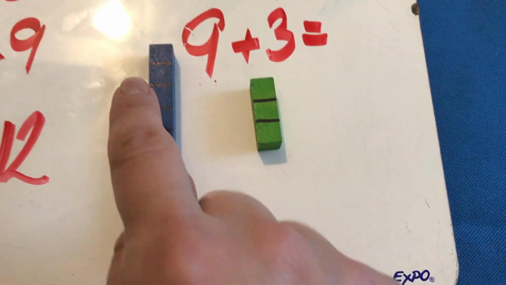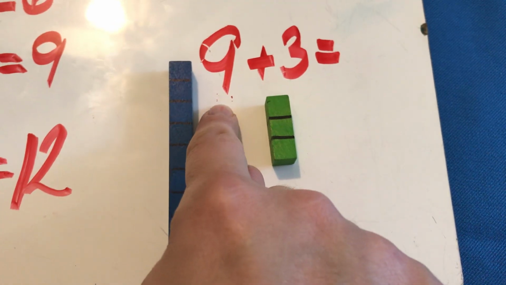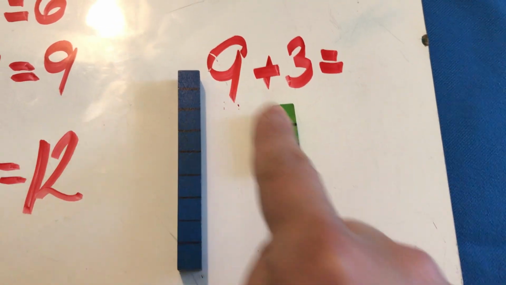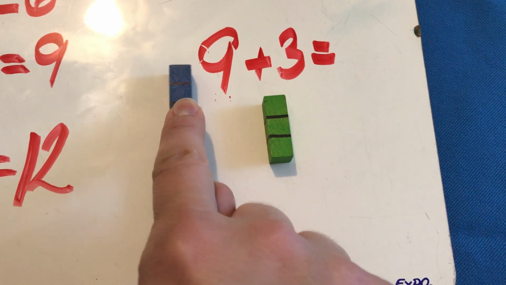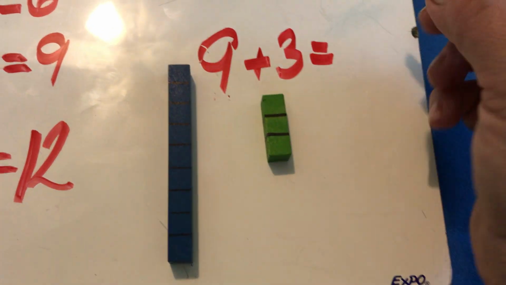You already knew that was 9. You didn't have to put any fingers up or add anything up. You already knew 9 was 9. So you start with your biggest number, which is 9, and then add 3 more. 9, 10, 11, 12. Ooh, we got 12 again.